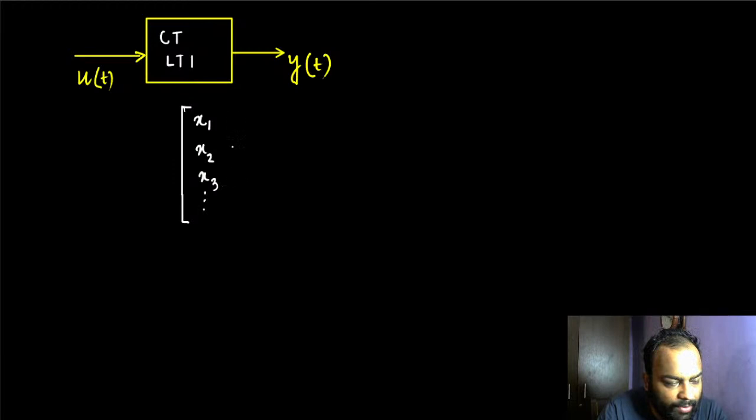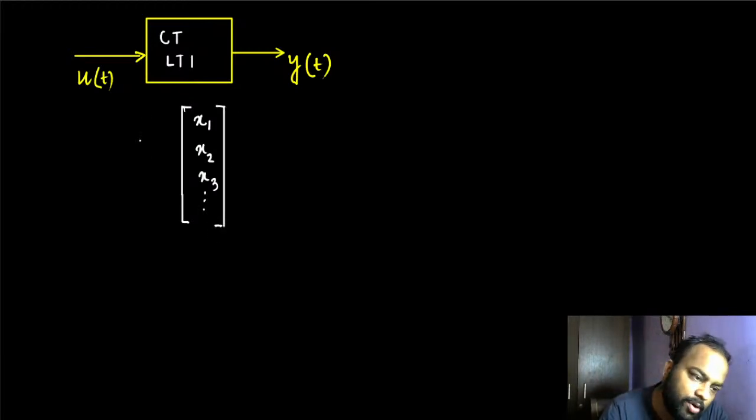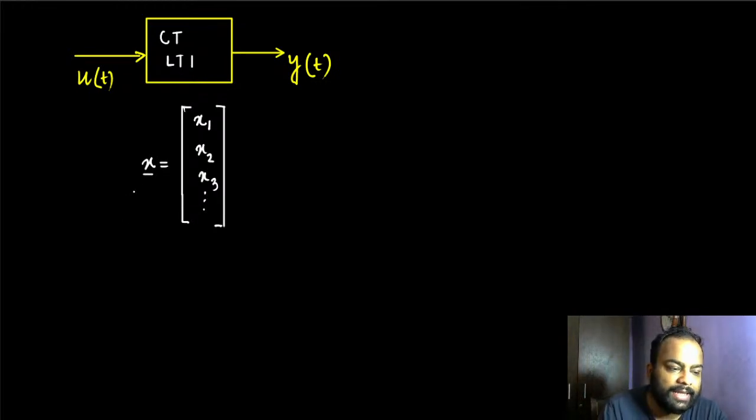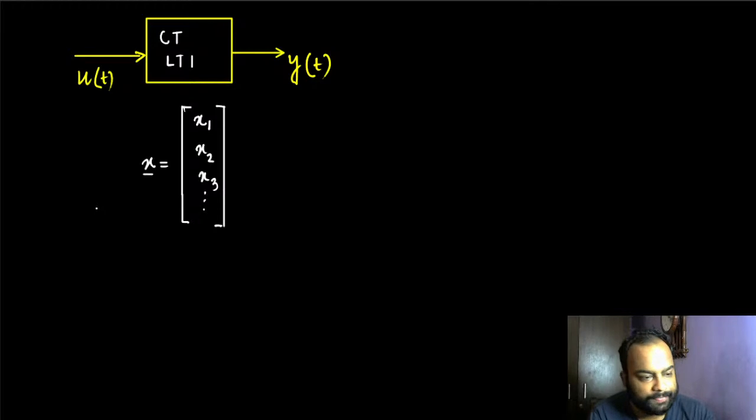And we learned how to construct the state space model out of transfer function models, and vice versa. This is written in this way, and here this x simply denotes that it is a vector.